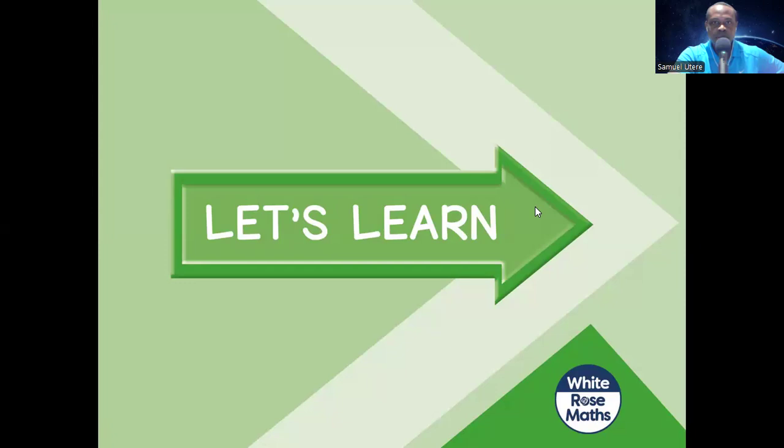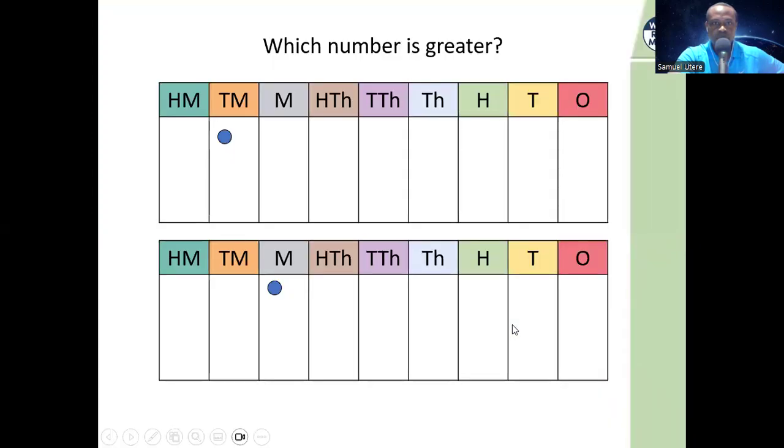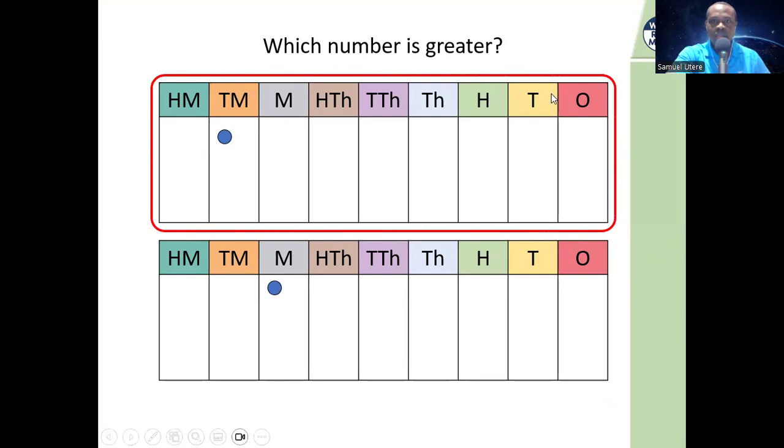Let's do some new learning. Well, if you take a look at these numbers, which number is greater? Have a think. I'm sure you had the same answer like I did. You can see that this number has one counter in the 10 million column. So it is clearly greater than this number that only has one counter in the million column.